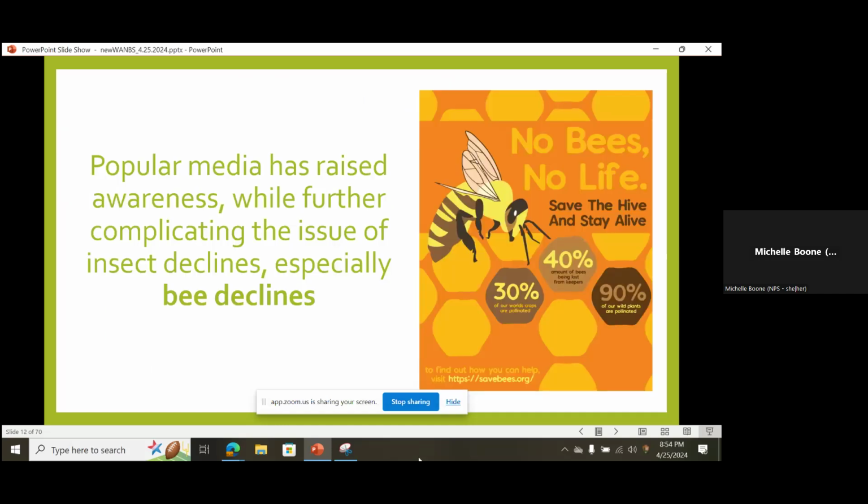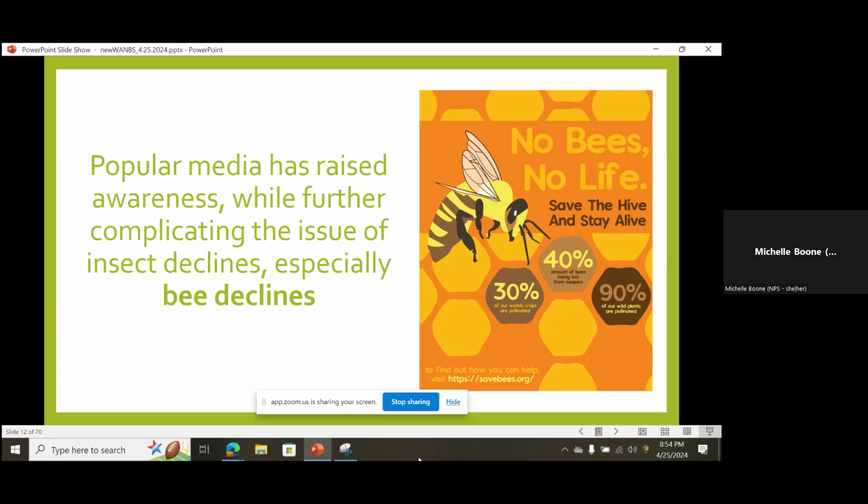And popular media, while it can certainly have benefits and has helped raise awareness, has also played a role in really complicating the issue of bee declines in particular. And I know this group is educated and knowledgeable about bees, so I don't need to do my spiel about how honeybees aren't native. But even now, even with the listing of the rusty patched bumblebee, most people do still think of bees as honeybees, and when you think of the Save the Bee movement and those types of conservation messages, they are still largely centered around honeybees.